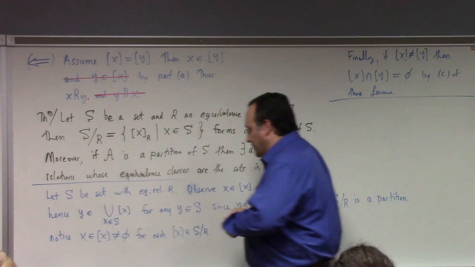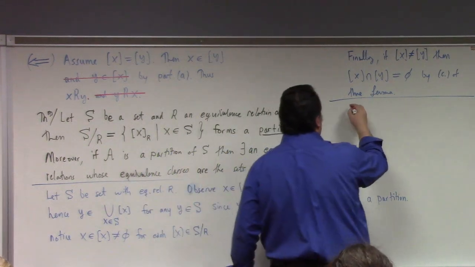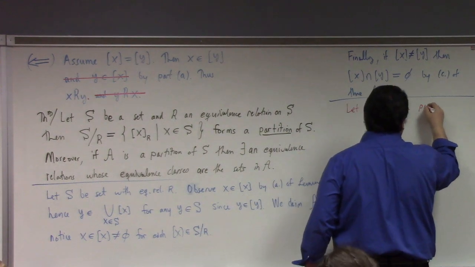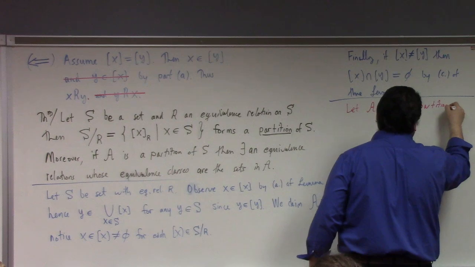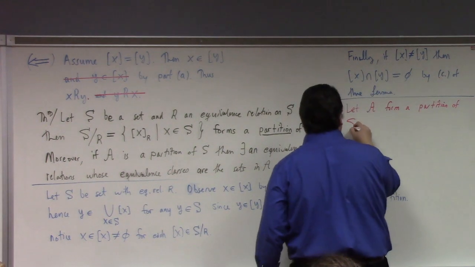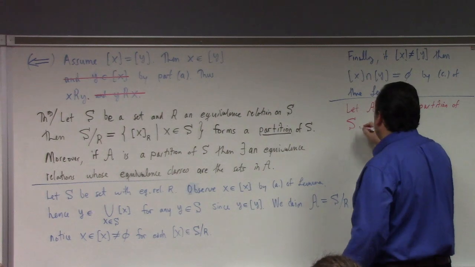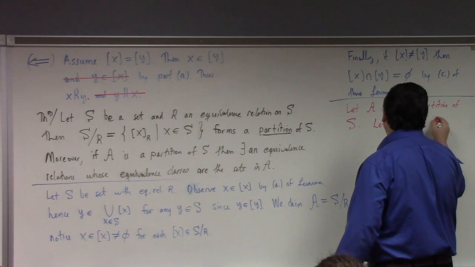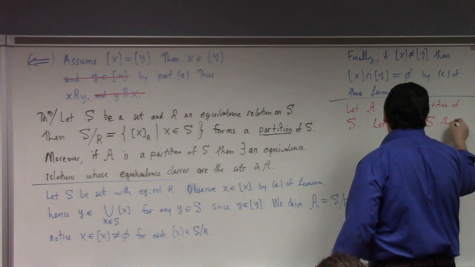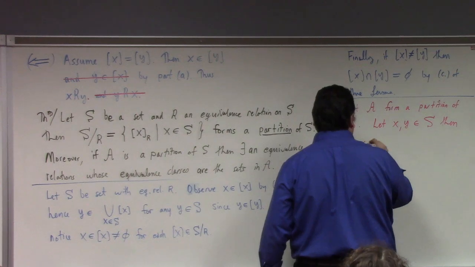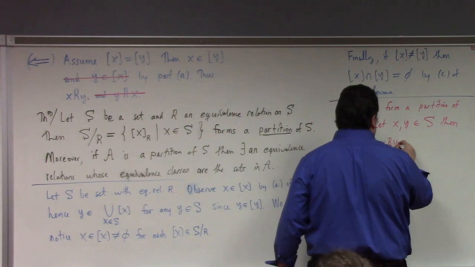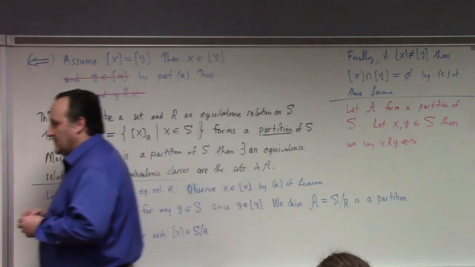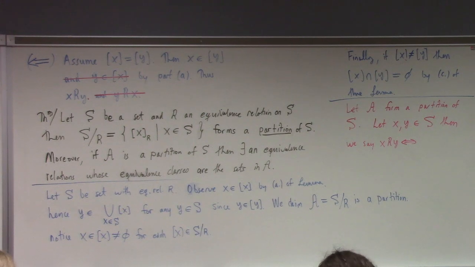And you guys, we're going to have to create this. So let A form a partition of S. All right? Let x and y be elements of S. Then we say x is related to y if and only if what? What do you guys think? How should we define this equivalence relation?